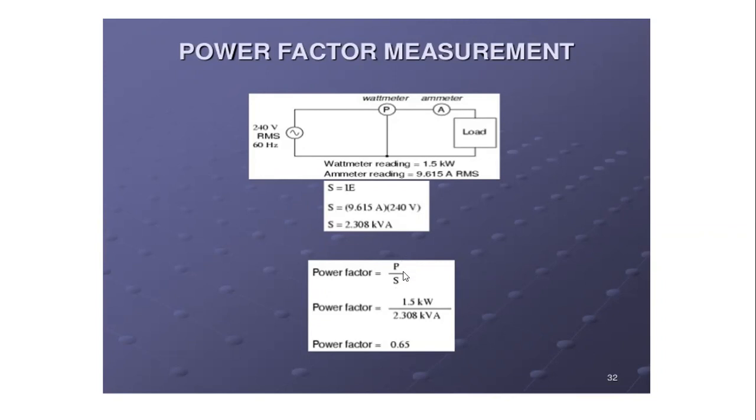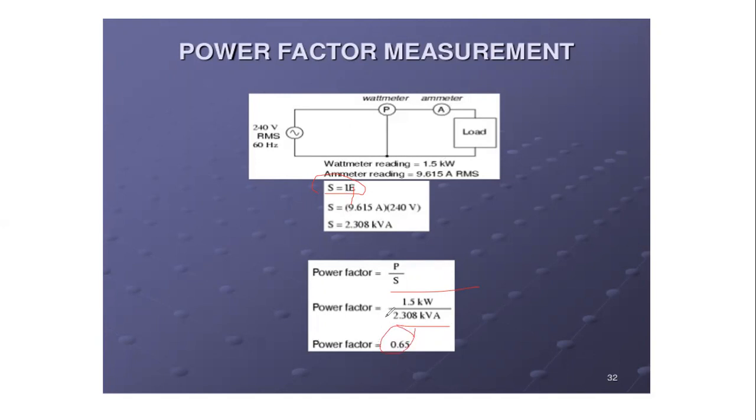What is the actual power measured by this watt meter? That is 1.5 kilowatts. Therefore, we observe the watt meter reading is 1.5 kilowatts and S is equal to 2.3 kVA, which is calculated by the formula S is equal to I into E, where E is the supply voltage and I is the ammeter reading. Then we calculate the power factor.